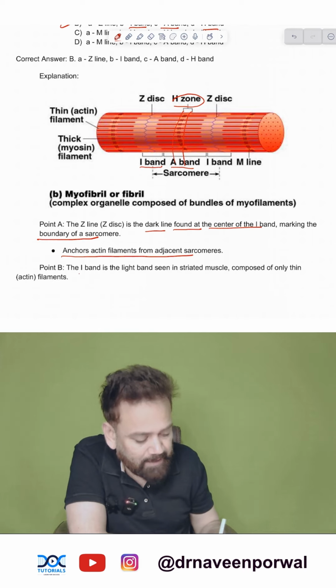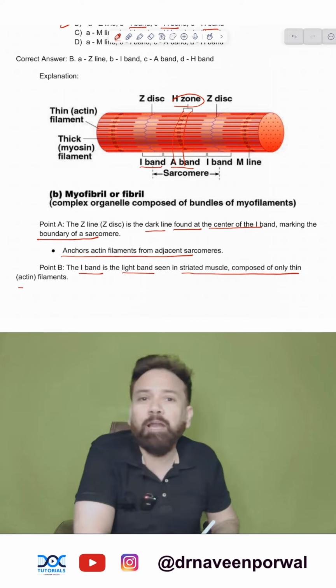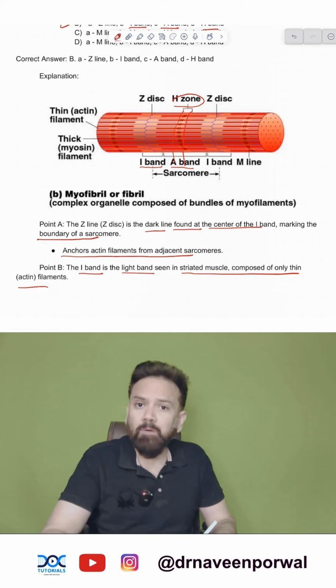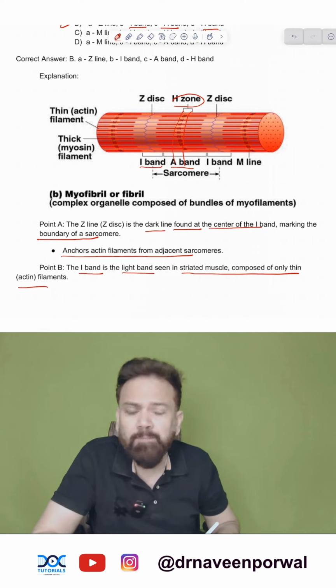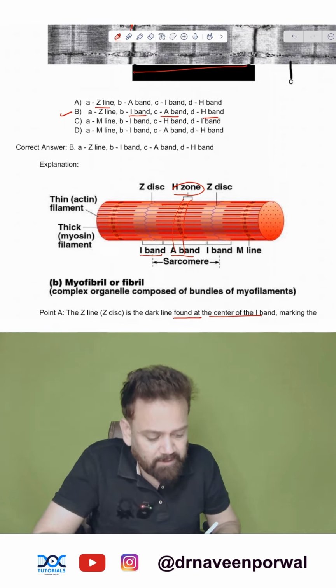I band is the light band seen in striated muscle, composed of only thin filament. Actin is the thin filament, and the thin filament is made up of what? Actin, troponin, and tropomyosin. Thick filament is made up of myosin. Okay. So the answer is very much clear. Answer is B.